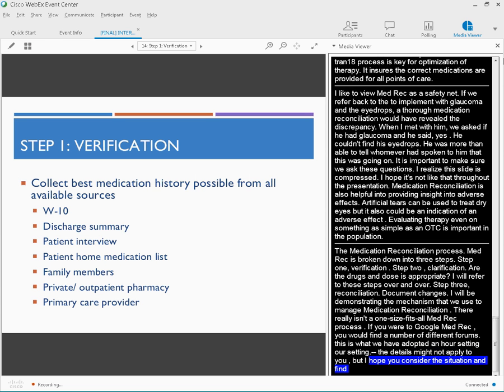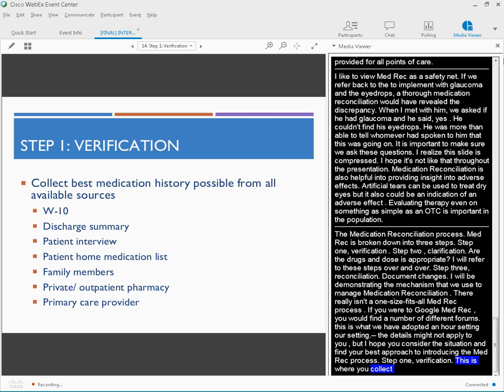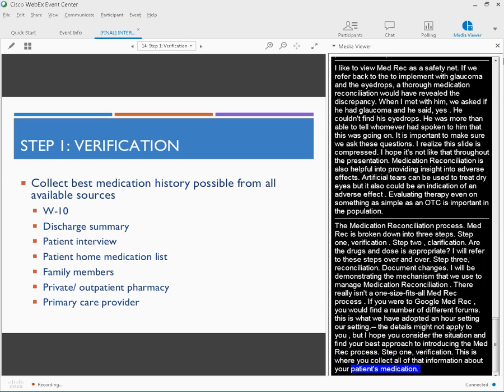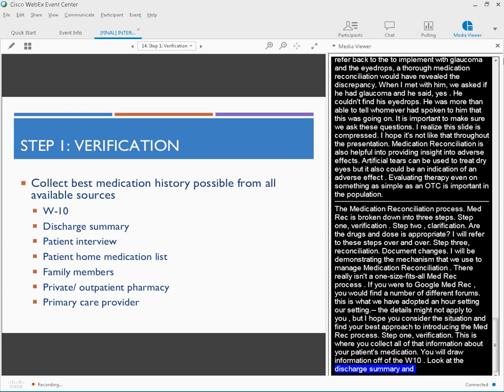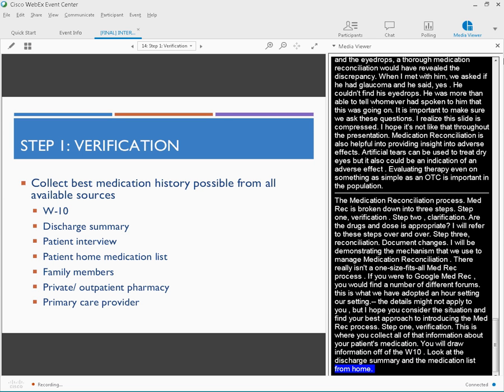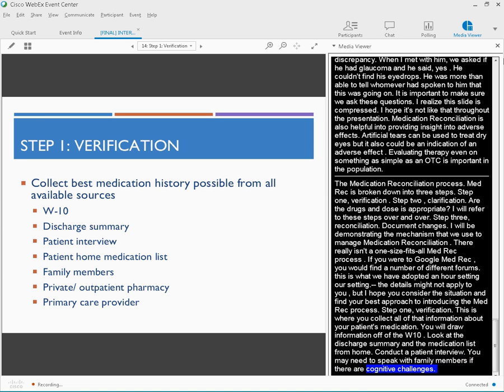So as I've already said a number of times, step 1 is verification. And this is where you collect all that information about your patient's medications. So you're going to be drawing information off the WCAN. You're going to be looking at the discharge summary. You're going to be looking at the medication list for the person from the home meds. You're going to conduct a patient interview. You may need to speak to family members if there are cognitive challenges. You very likely will have to go as far as calling an outpatient pharmacy and possibly even the standard primary care provider.